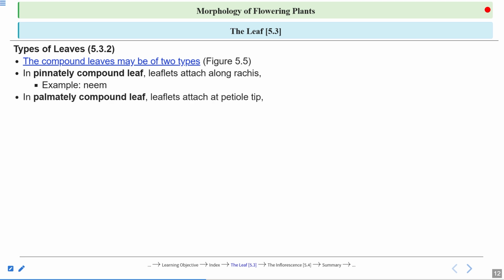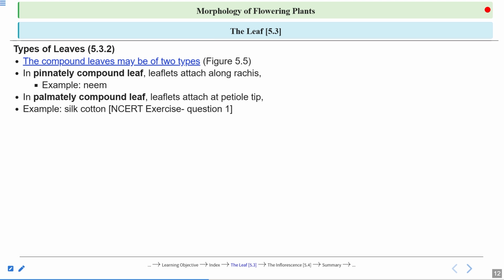And in palmately compound leaf, what happens? The leaflets are attached at the petiole tip. Example of palmately compound leaf is silk cotton. There is a question in the NCERT exercises of this chapter, Morphology of the Flowering Plant. Question number 1 is related to this topic.